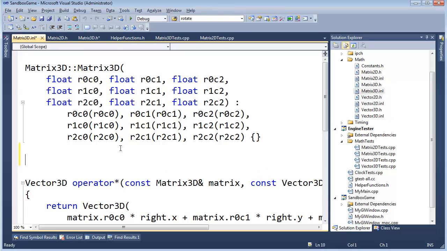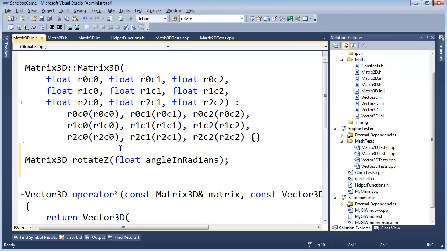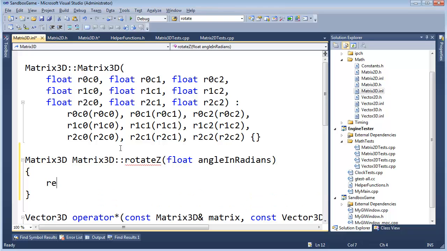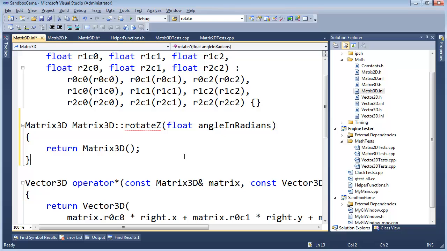Let's put this right here. I don't need to say inline or static anymore. I declared those as inline and static up in the header file. So we just have to do this, do this, do this. Go down here and return a Matrix3D so that all of our tests will fail, or most of them will at least.